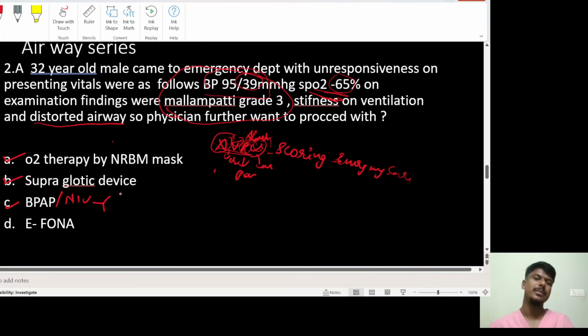You have to look at what the topics are and what the concept is. You have to dissect the word and read it. Bi-level means two levels: IPAP and EPAP. Inspiratory positive airway pressure ventilation, and expiratory positive airway pressure ventilation. That is BiPAP.